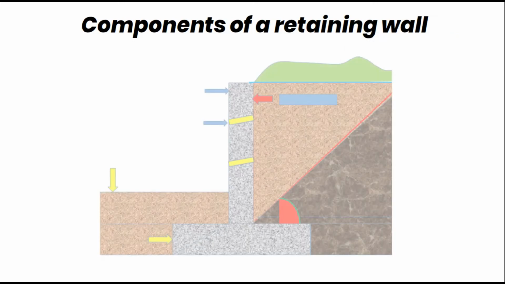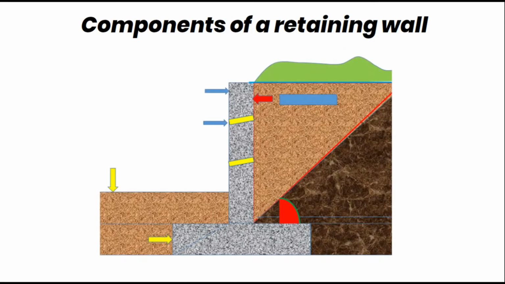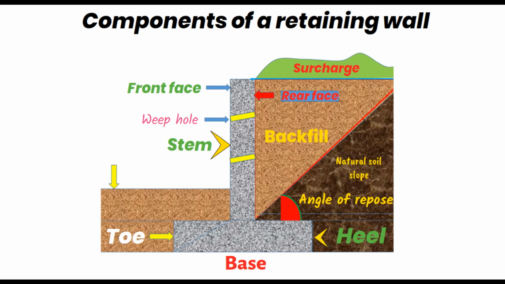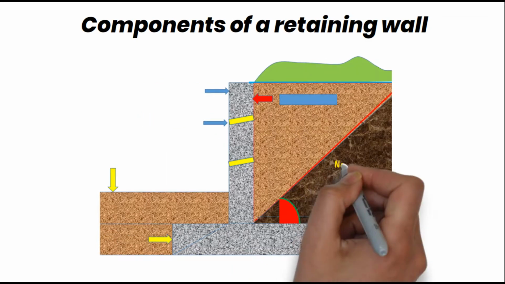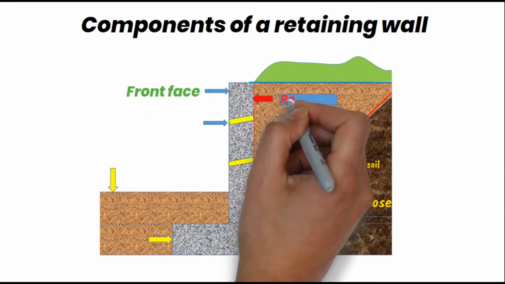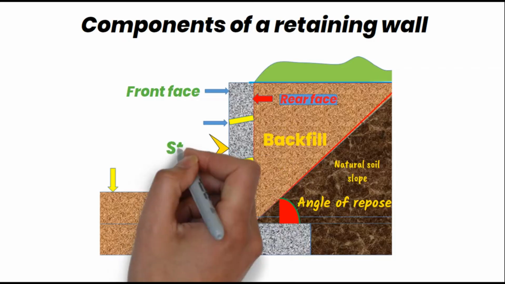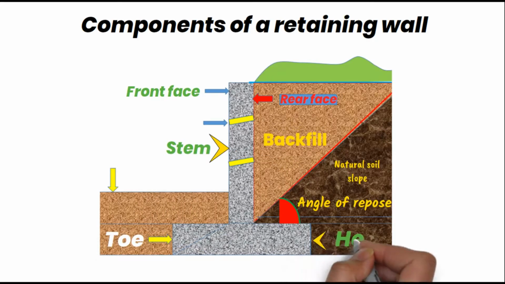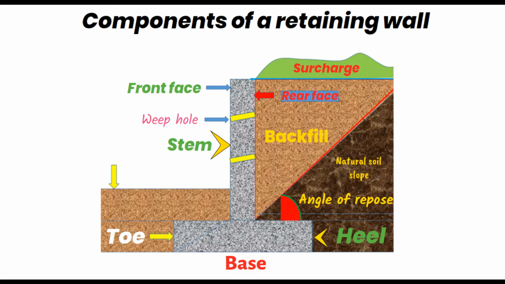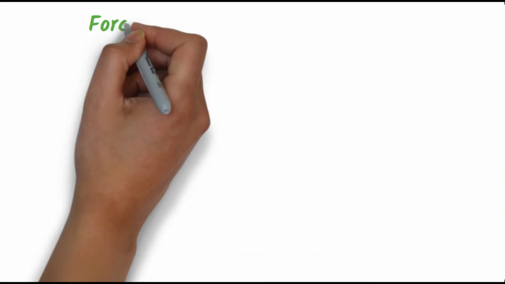What are the major components of a retaining wall? Just go through this figure, a typical section of a retaining wall. In every retaining wall, this pattern is the same. This is the natural soil slope, and this is the angle of repose, and this particular area is the backfill area. This is the front face of the retaining wall, and this is the rear face. This vertical portion is called the stem, and the base portion is divided into a front portion, the toe, and the heel. Small weep holes are provided to reduce the hydrostatic pressure by draining the water out.